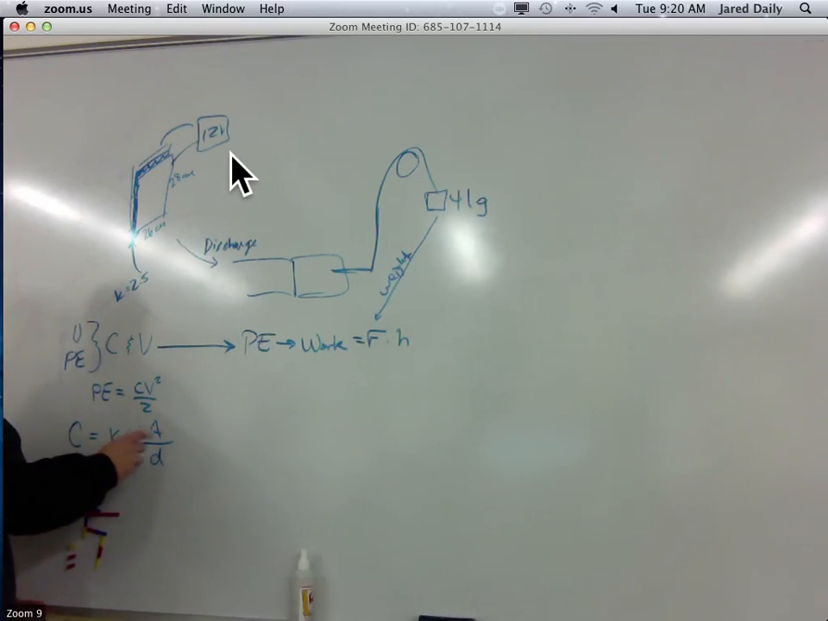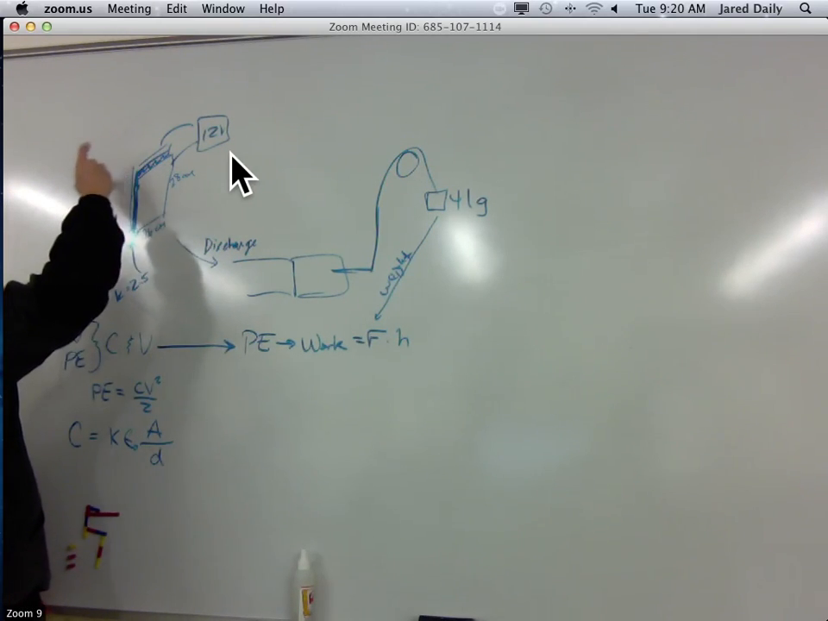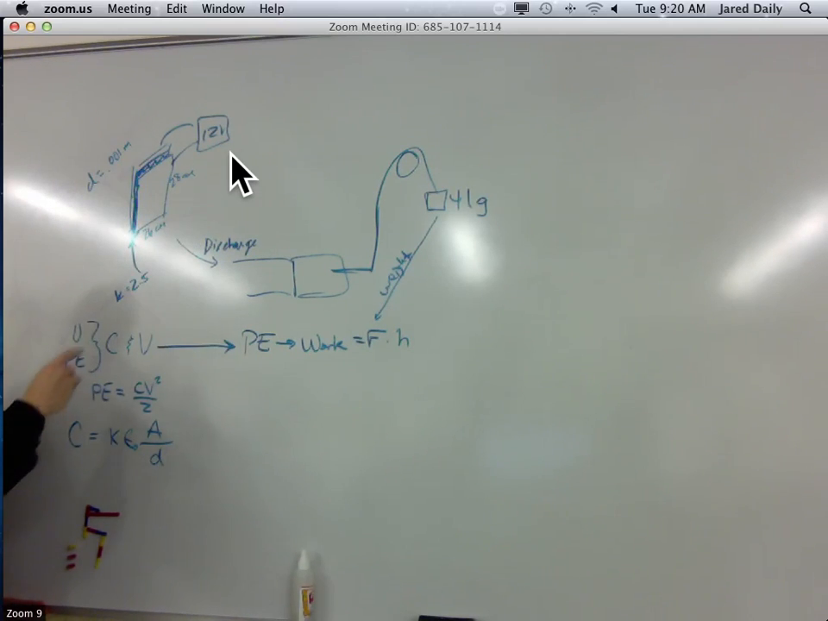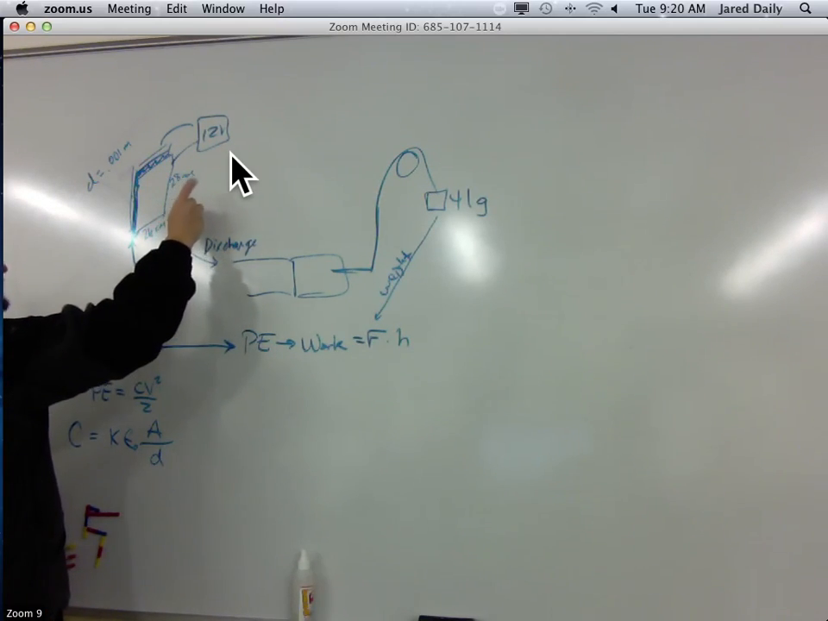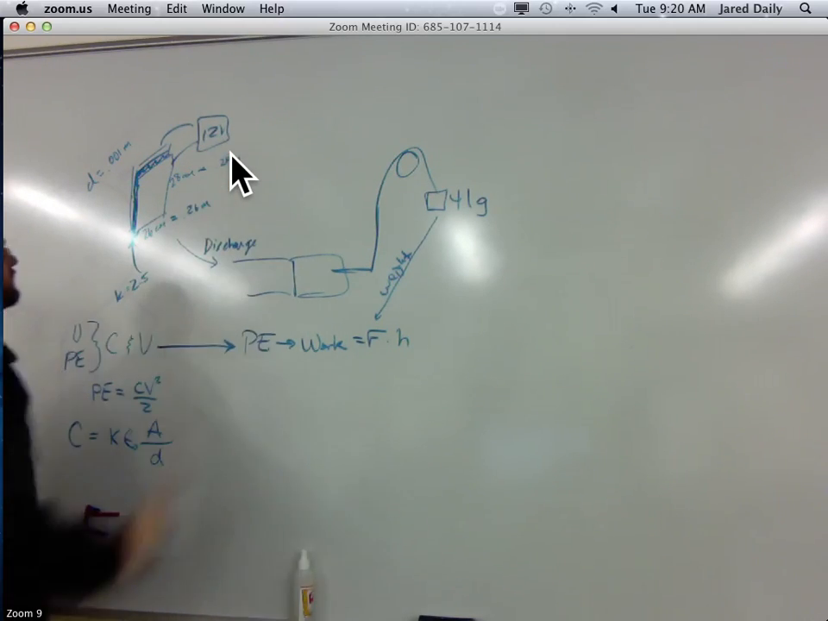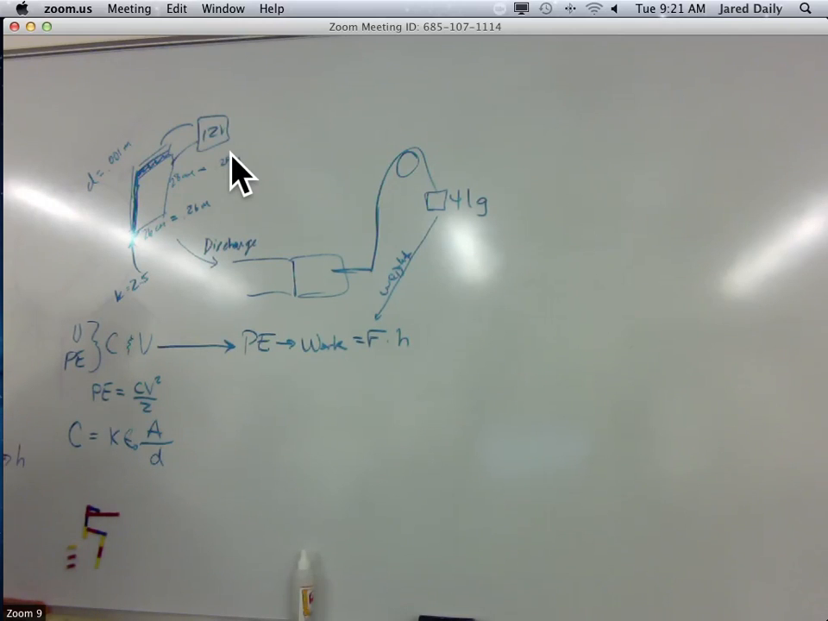So my distance, I know that distance. The thickness here, d equals 0.001 meter. And I've got to convert these ones here. This is 0.26 meters, and this is equal to 0.28 meters when I convert those, right? And so I plug those things in, I calculate my capacitance, multiply by my voltage squared, divide by 2, get the potential energy. And then that potential energy goes to work.